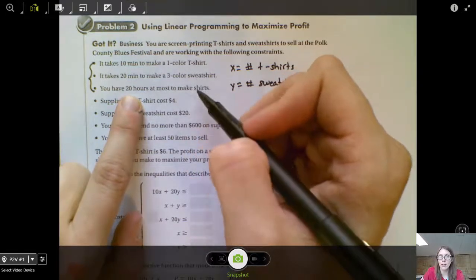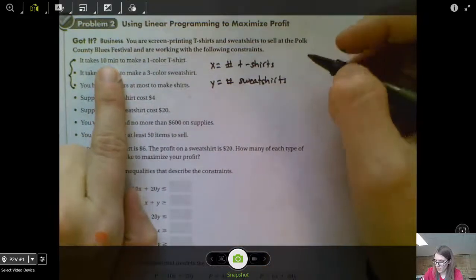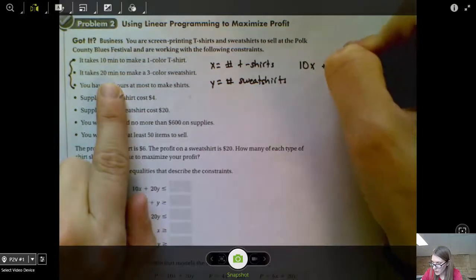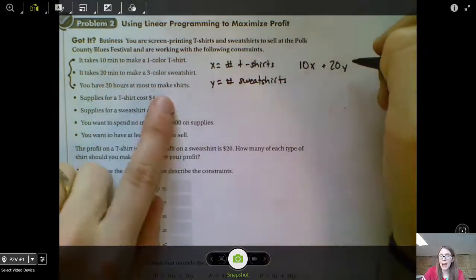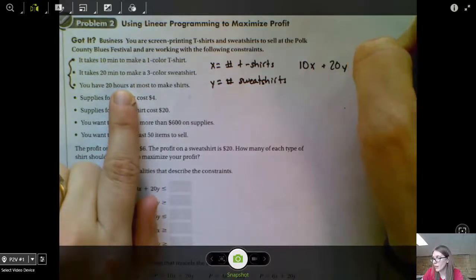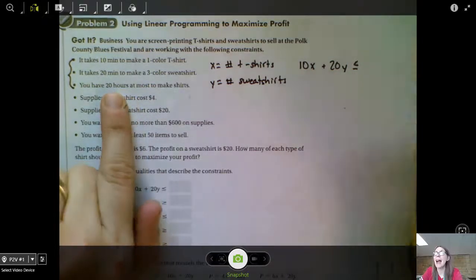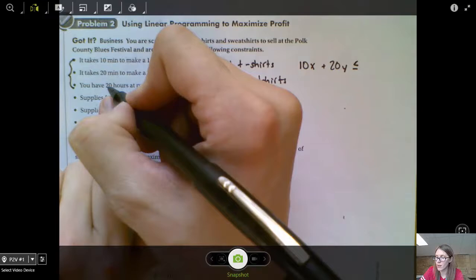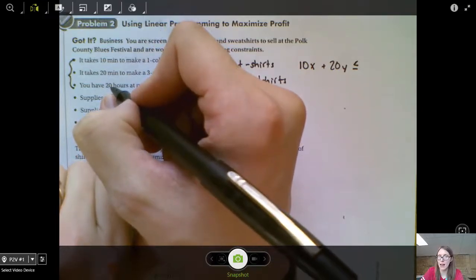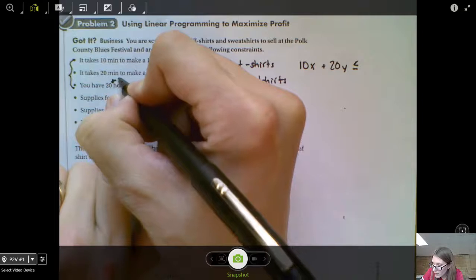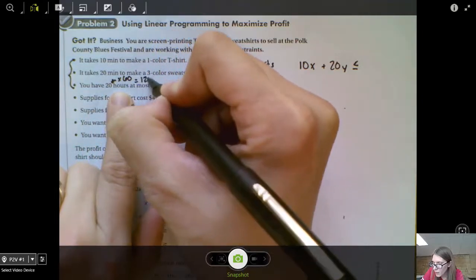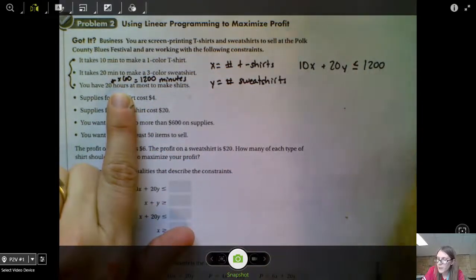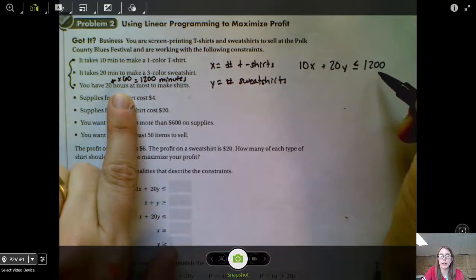Let's come up with an inequality here. Well, 10 minutes per t-shirt is 10x. 20 minutes per sweatshirt is 20y. At most 20 hours, we have less than or equal to here. But 20 is in hours, where these are in minutes. We need to figure out how many minutes is in 20 hours. Well, there's 60 minutes in an hour. So 20 times 60 is 1,200 minutes. So 10x plus 20y less than or equal to 1,200.